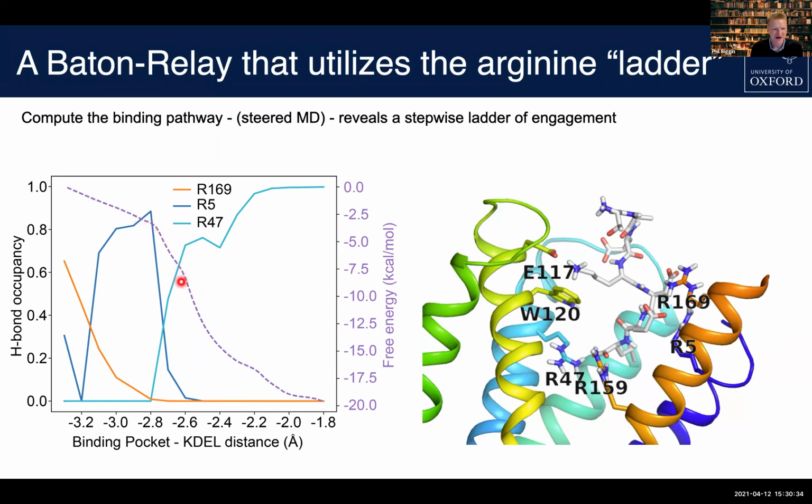The purple line is the free energy of that process. Here we're fully bound, and here would be outside the binding pocket. You can see we gain about 20 kcal of free energy. And as we do this, there's a nice handing off of R169, which makes the most interactions in this position, so that's this one over here on the right. Then it hands over to the next one down, which is R5, and then finally to R47 before engaging with R159 as well, which I'm not showing on this graph, for reasons of clarity. So we understand what's going on in terms of this relay pattern.